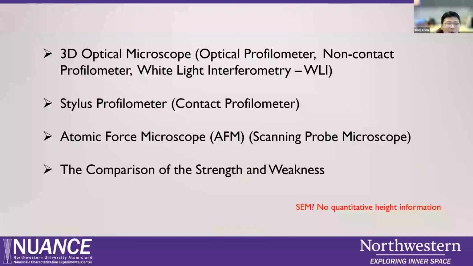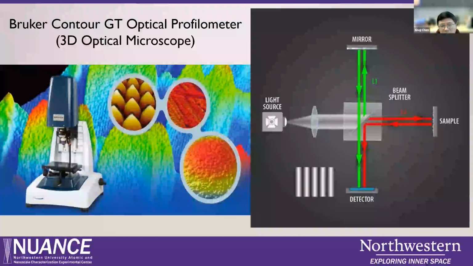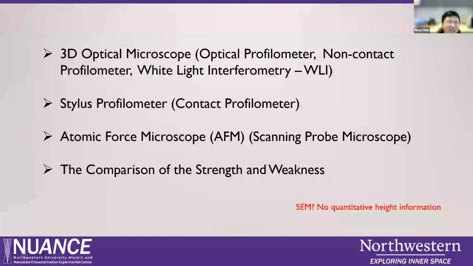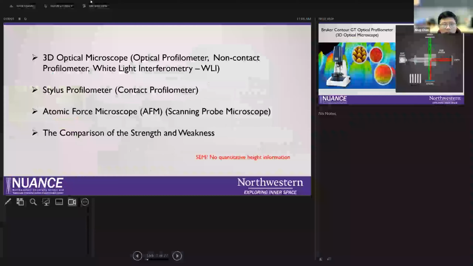Next I will talk about the stylus profilometer. This instrument is a stylus profilometer, and it is a contact instrument. The third is AFM, and in our lab we have someone in charge of this. I will compare these 3 and their strengths and weaknesses. Now, next slide.